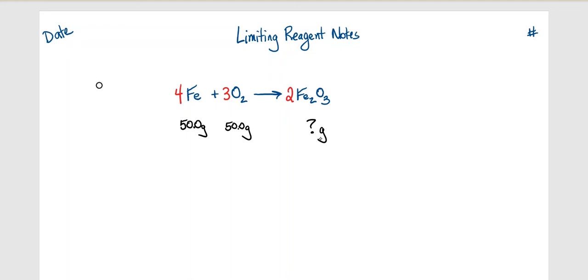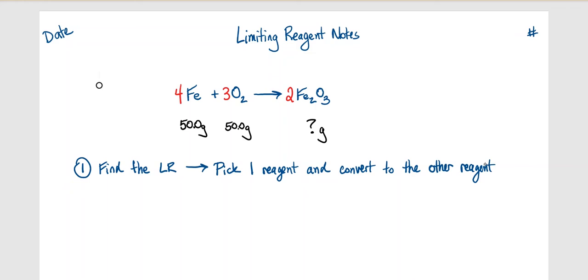All right, when we have this situation, when we have known quantities or limited quantities of more than one reactant, we have to follow this particular process. The first thing we need to do is find the limiting reagent. This is the reagent that will run out first. To find the limiting reagent, you pick one reagent and you convert to the other reagent.